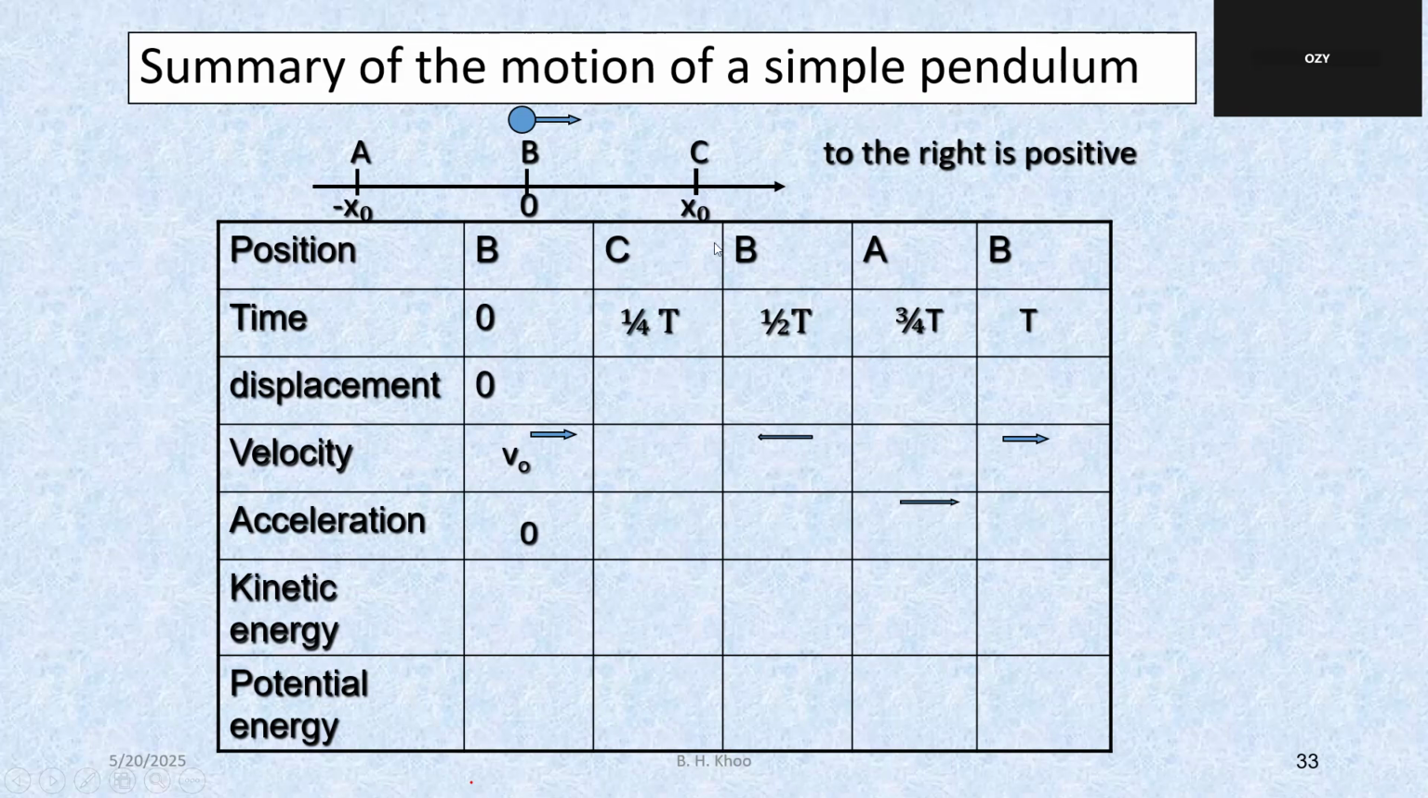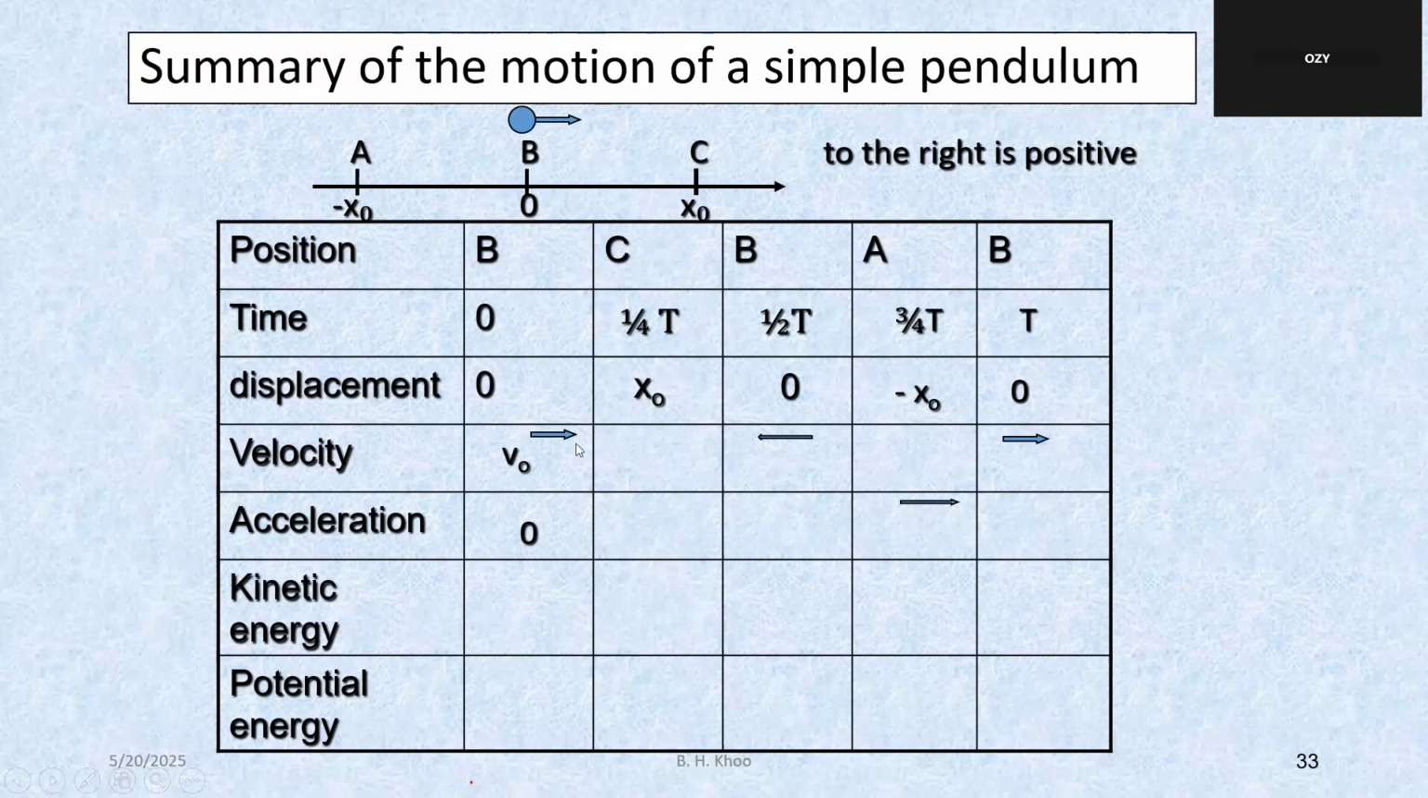Then a quarter of a period later will be x naught, positive, and another quarter period will be 0, and another quarter period will be minus x naught, and then 0.